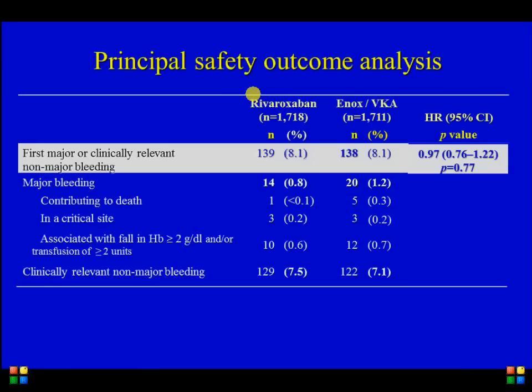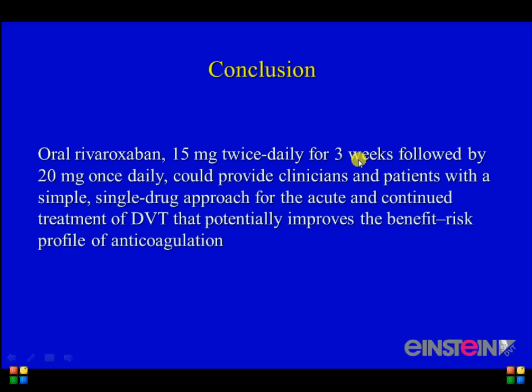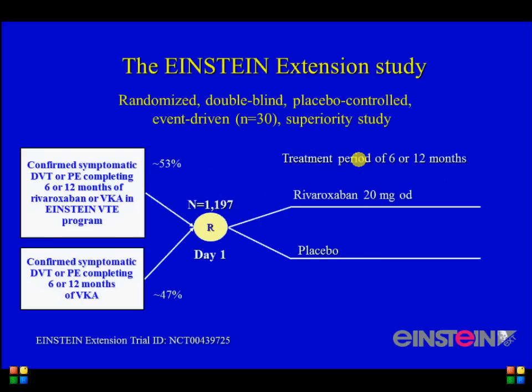Now, the principal safety outcome analysis, the first major or clinically relevant bleeding, there's absolutely no difference. The conclusion is that oral rivaroxaban can provide clinicians and patients with a simple, single drug approach for acute and continued treatment of DVT that improves the benefit-risk profile of anticoagulation.